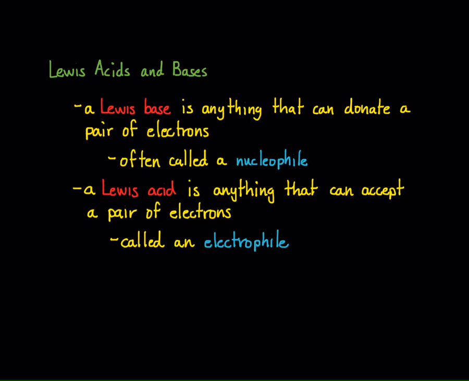So we have these two terms, nucleophile and electrophile. A nucleophile is a base, a Lewis base. An electrophile is a Lewis acid. And we need to get those terms straight before we really continue on to talking about substitution. So let's look at a few examples to illustrate the idea of the Lewis acid-base approach.